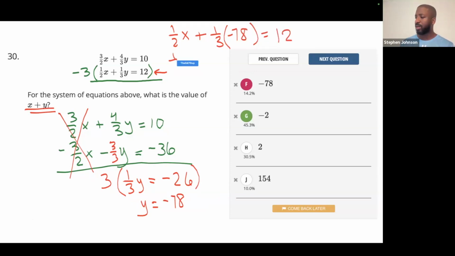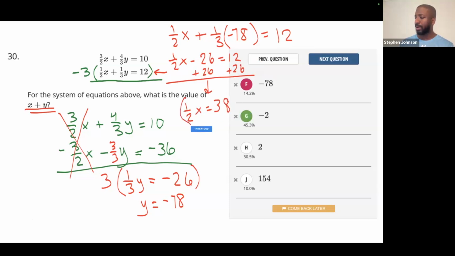And therefore I'd have 1/2 x, 1/3 times -78. Let's see, does 3 go into 78? It does, it goes in 26 times. We just figured that out. So this becomes 1/2 x minus 26 equals 12. I'd add 26 to both sides, which would lead me to having 1/2 x equals 38.